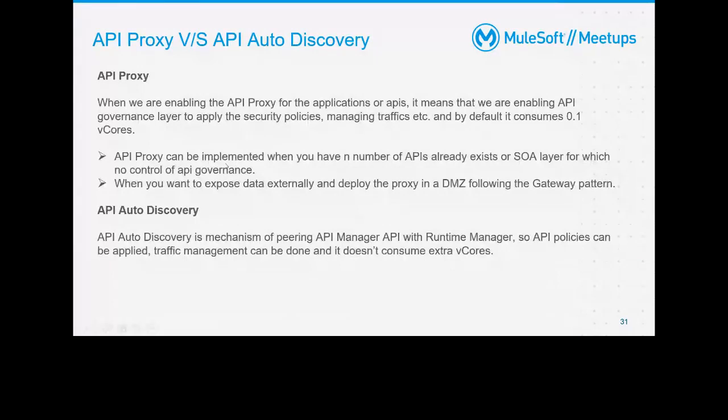One of the first use cases is very important. If you have an application which is developed in non-MuleSoft, and you want to enable API governance, you can create the proxy, and with the proxy you can control the non-MuleSoft API. Whereas API auto discovery is also used for enabling API governance, but the only difference is that it doesn't consume any extra vCore. This is the preferred approach for the MuleSoft application deployed onto Runtime Manager. We will see both demonstrations.